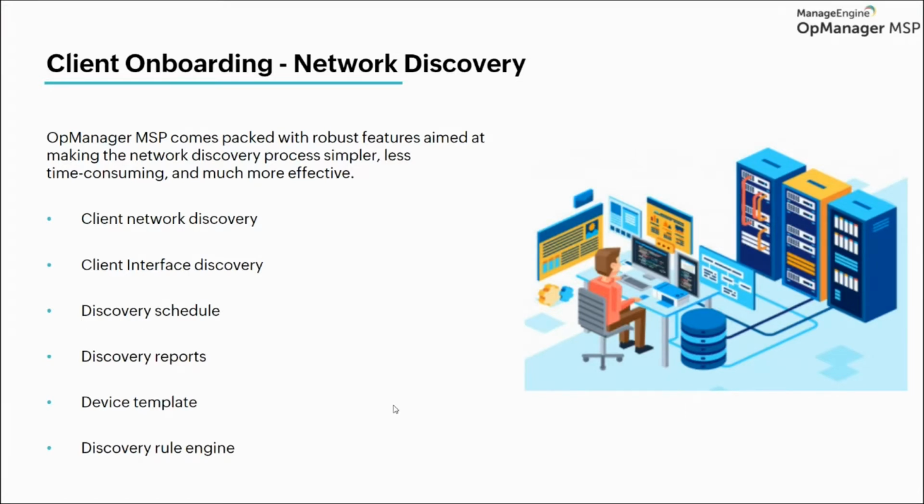When we talk about the discovery process, we have various features. The first thing which we can see is the client network discovery, where we have multiple options and ways of discovering the devices, which we are going to see in detail in the upcoming slides. And next, we have a separate module to discover the interfaces. We can schedule our discoveries. We have a separate report category for the discovery which we have done. We have device templates and a discovery rule engine. So now we are going to see each and every topic on this slide in detail so that we'll have a better understanding and a clear picture.